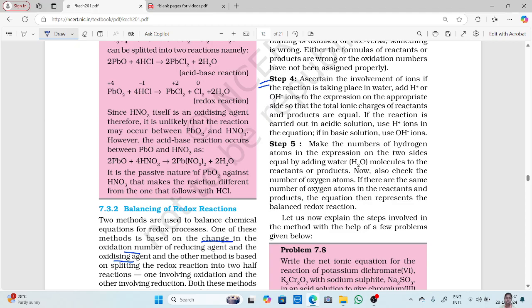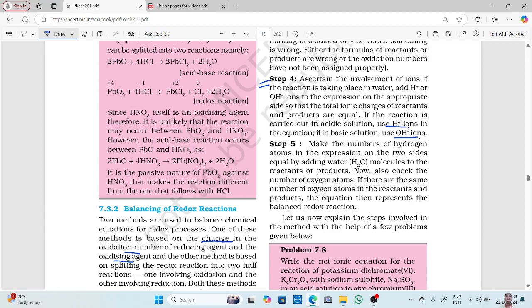If the reaction is carried out in acidic solution, use H+ ions in the equation. If it is in basic solution, use OH- ions. If it is water, then you have to use either H+ or OH- ions. But if you have an acidic solution, then you have to use H+ ions. If you have a basic solution, then you have to use OH- ions.